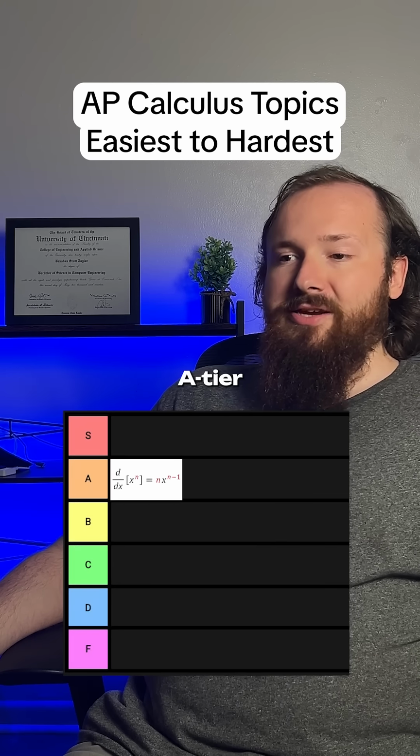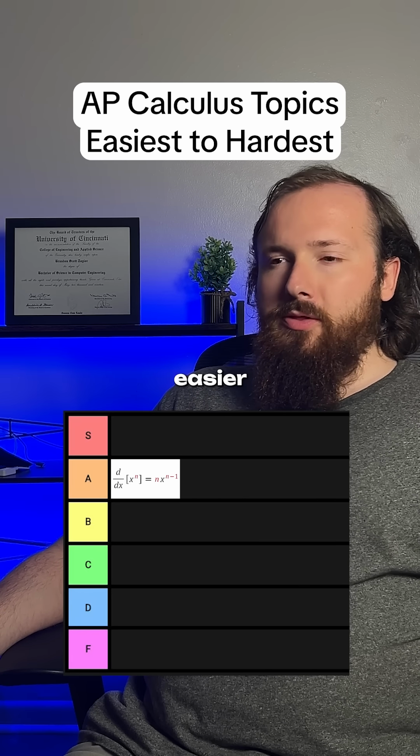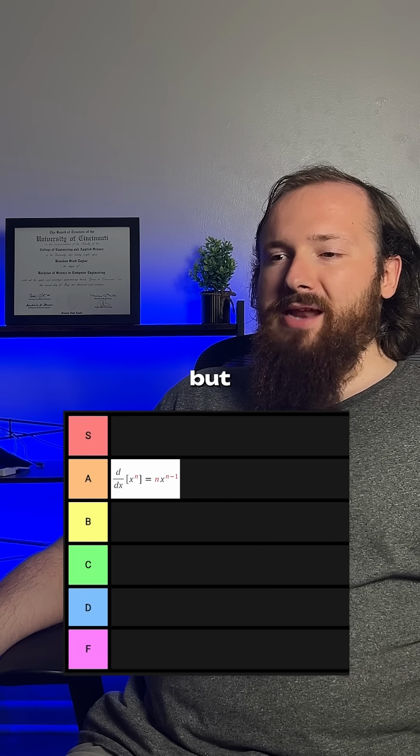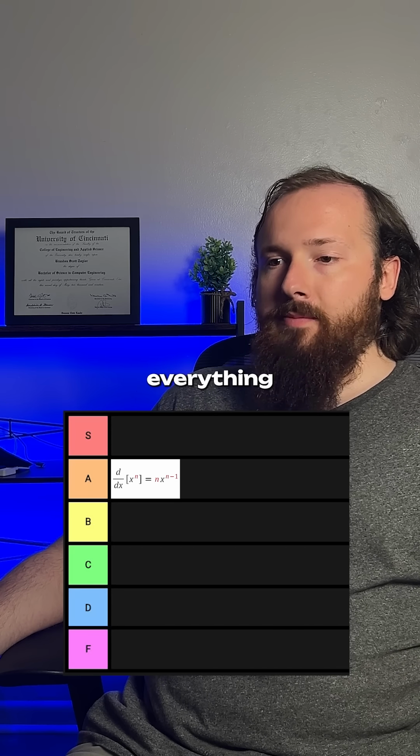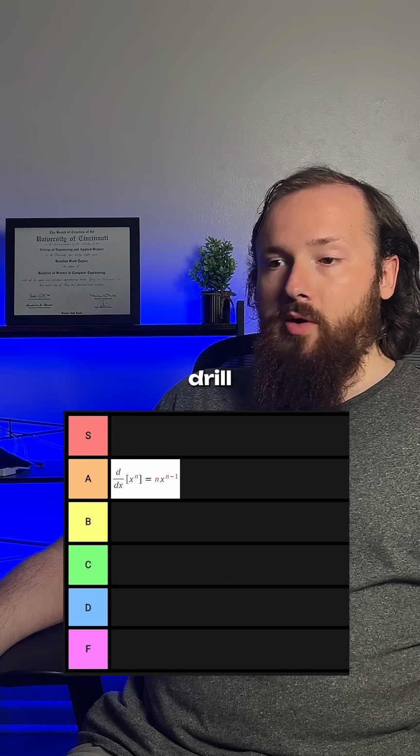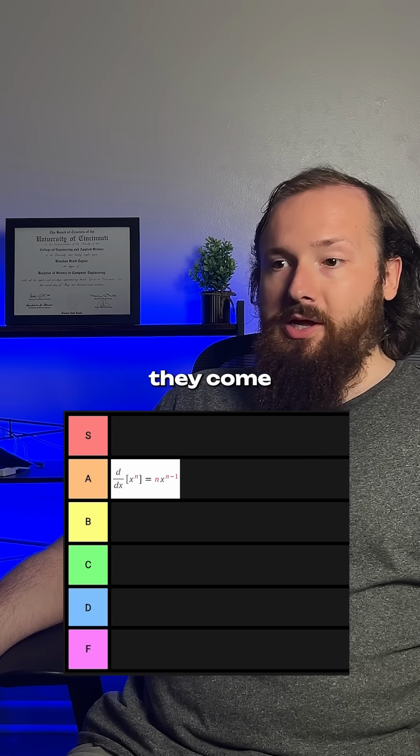Derivative rules? A tier. This is honestly one of the easier things that you learn in calculus, but I would say they're A because they show up so often. They're behind basically everything. They're basically the set of rules that you want to drill every week until they're automatic because they come up so often.